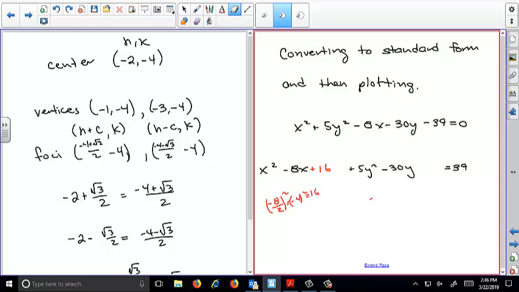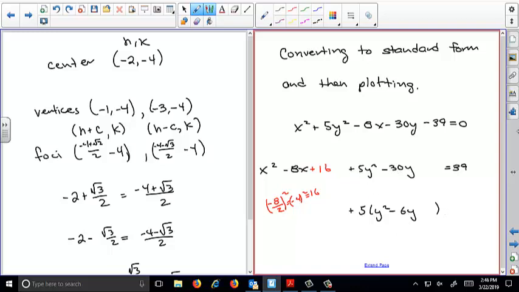In the second case, we have to go one more step. So let me just write that in. So if you have something y squared, you need to factor that out of both terms that involve y. So you get 5 times y squared minus 6y. So negative 30 divided by 5 is negative 6.